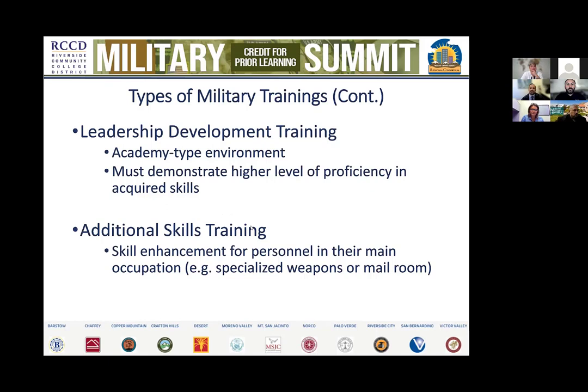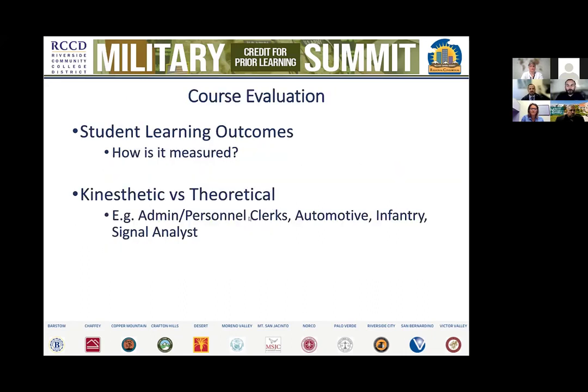Additional skills training. As an example, I shared that there are over 10,000 jobs in the military. If your job is to be a mail carrier, and yes, believe it or not, there is such a job in the military, and you learn how to be a mail carrier, perhaps they're going to send you to specialized training where you can learn how to manage or work within a unit mail room, which is slightly different than carrying mail. So it's just an example of additional skills training.